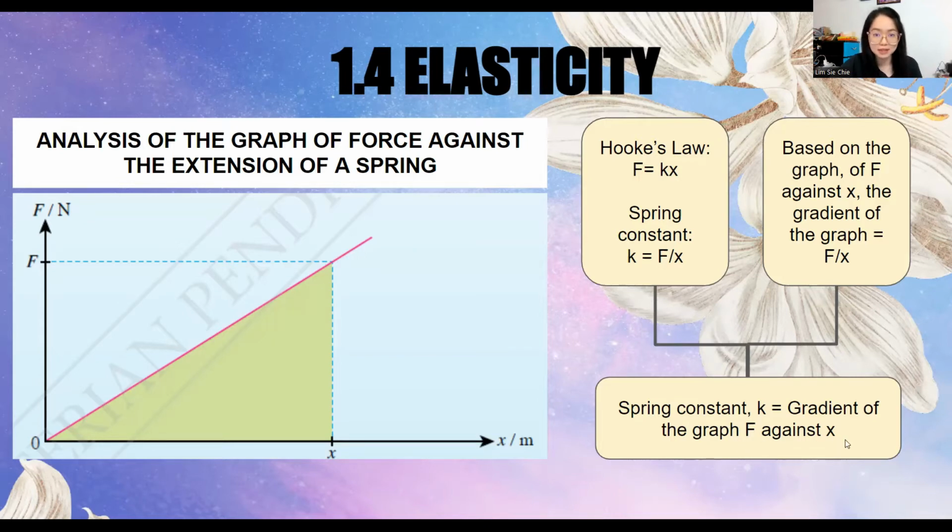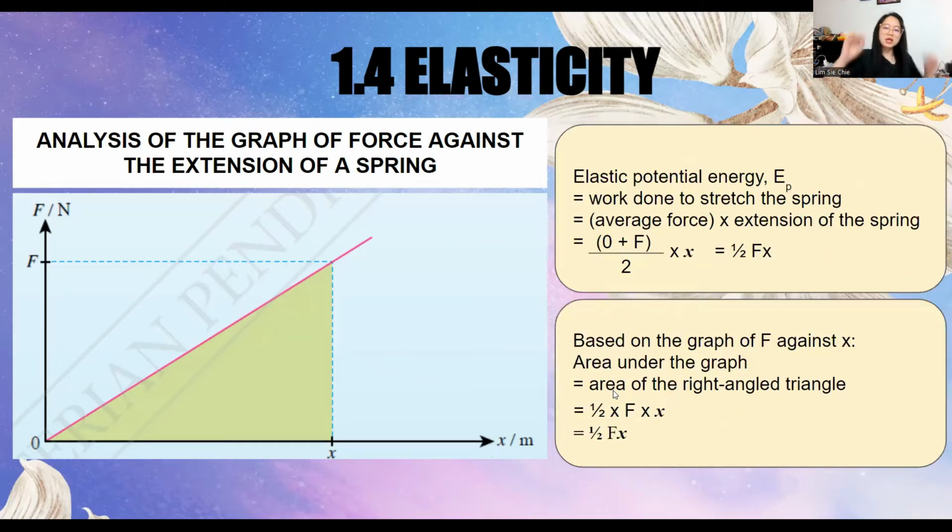Now, let's say your graph is X against F, then the gradient does not represent the spring constant directly. You have to inverse the gradient to get the spring constant. I'm going to explain further when I'm in class, okay? Remember to ask me. If you don't ask me, I will assume that you understand it. Let's move on. Besides understanding the gradient, you have to understand the purpose of the area under the graph.